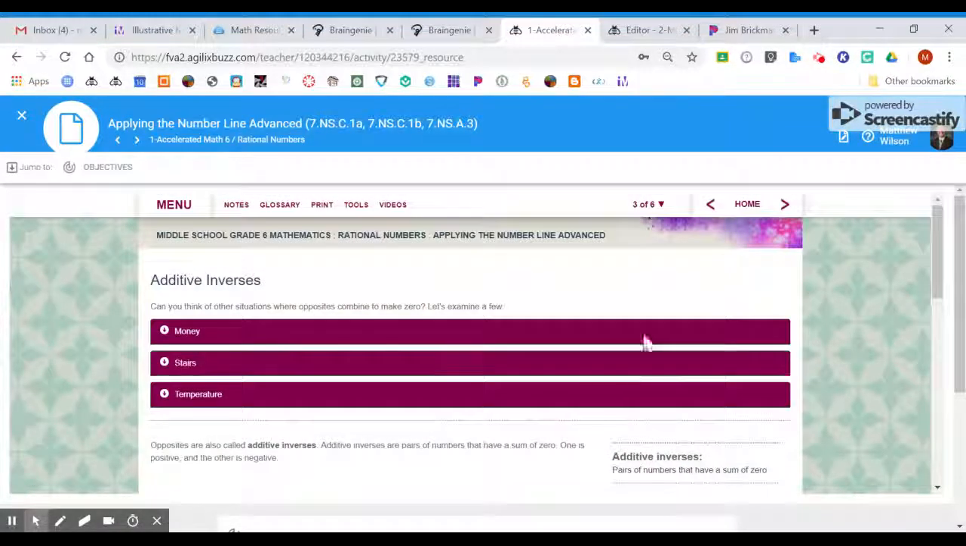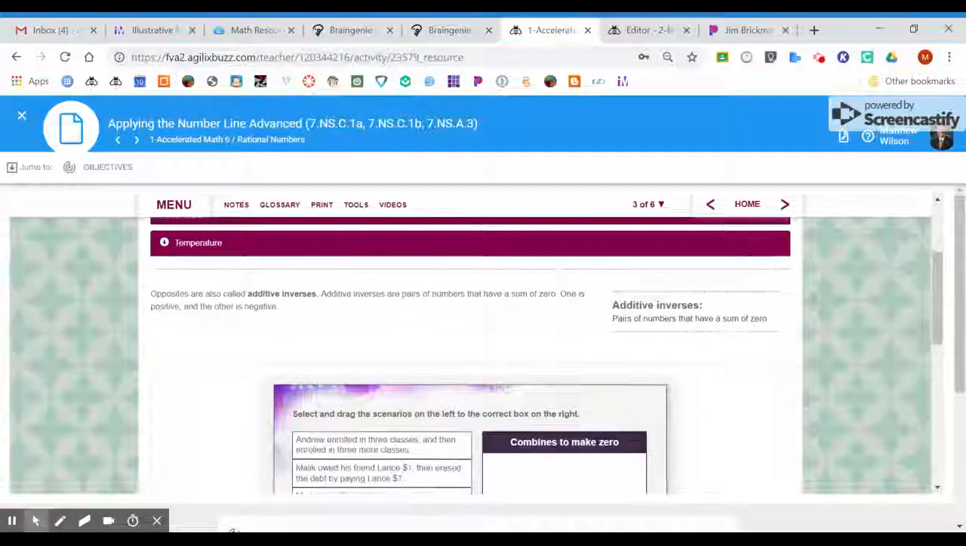Also be aware of additive inverses, being able to add a negative value and knowing that pair will result in 0. So 5 plus a negative 5 will result in a 0. So I want you to be able to explain additive inverses in regard to money and temperature and distance.